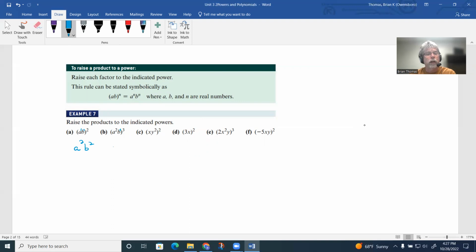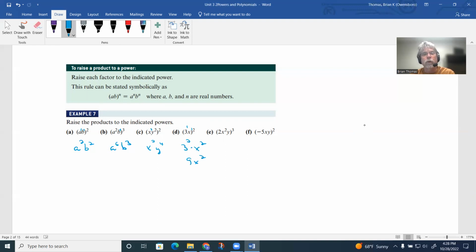3 times 2 would be a to the 6. 3 times 1 would be 3, and I have b cubed. The power of 1 there for the x would give me x squared, and that would be y to the 4th. That would be applying the actual rule to the problem. So for (3x) squared, if you want to apply the rule, this would be a 1, and this would be a 1. So it means 3 squared times x squared. But we have to simplify that coefficient and write that as 9x squared.